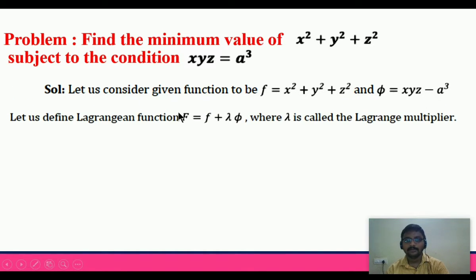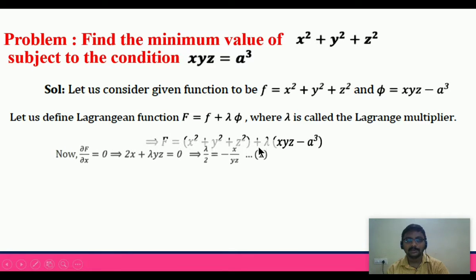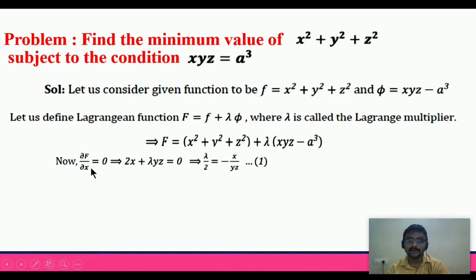Now first we have to form the Lagrangian function, which is given by capital F equals small f plus lambda phi, replacing the above function and phi. So we will have capital F is x square plus y square plus z square plus lambda into phi, where phi is xyz minus a cube. Here lambda is called Lagrange's undetermined multiplier. Now we have to obtain three equations, that is dou F by dou x equal to 0, dou F by dou y equal to 0, and dou F by dou z equal to 0.